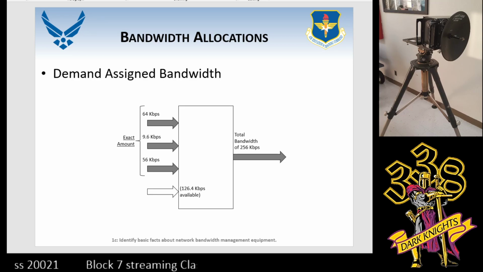So again, we have our total bandwidth of 256 kilobits with each of the 3 users that are utilizing that bandwidth assigned an exact amount. So like our first user has 64 kbps, second has 9.6, and then the next has 56. But then what's left over of the available total bandwidth is just sitting on the wing waiting to be used.